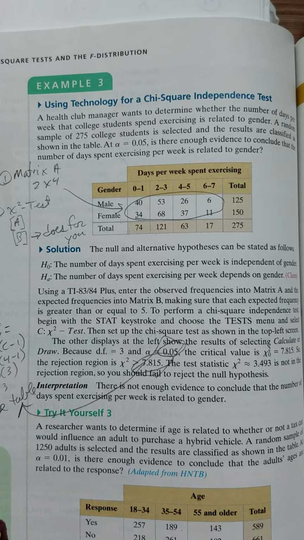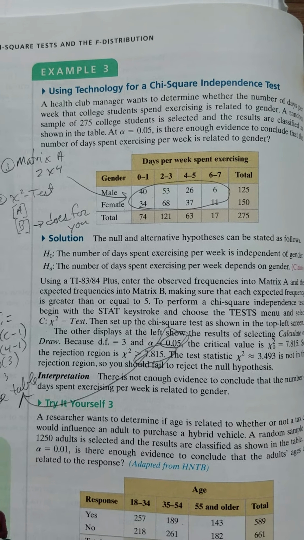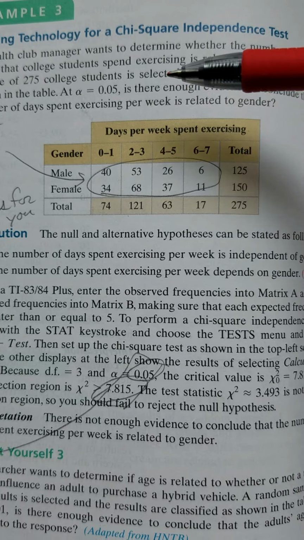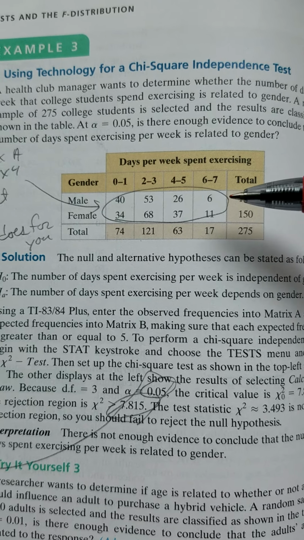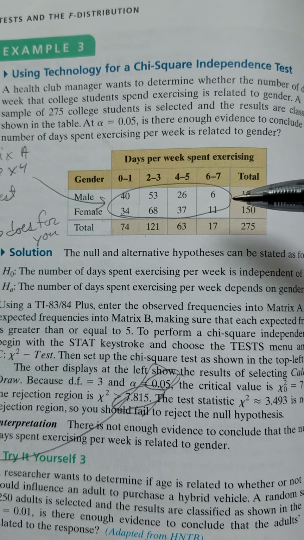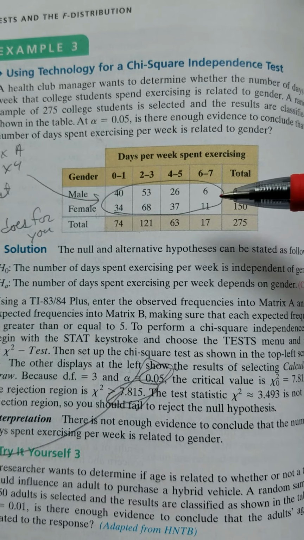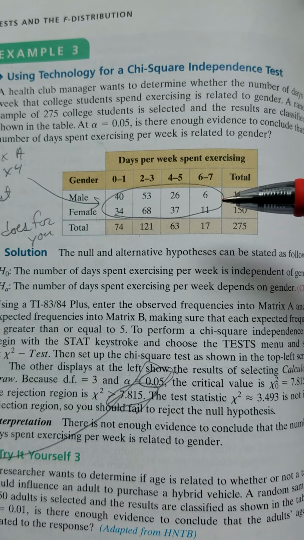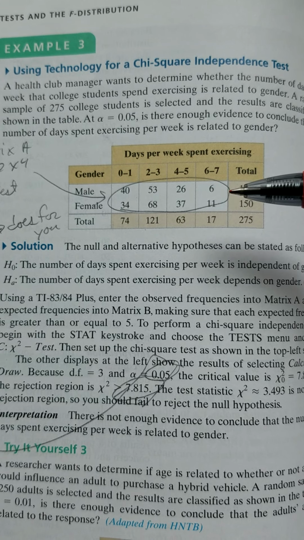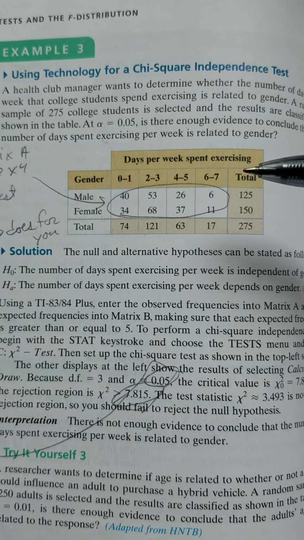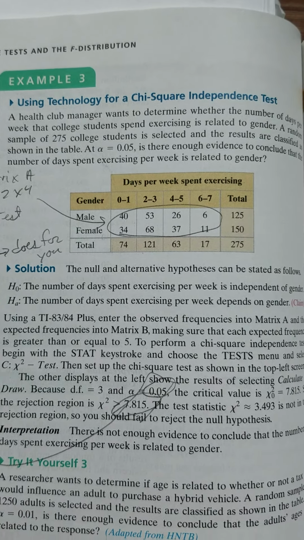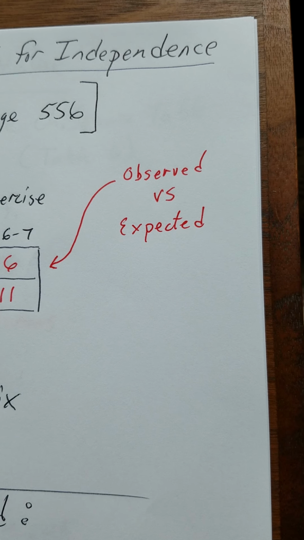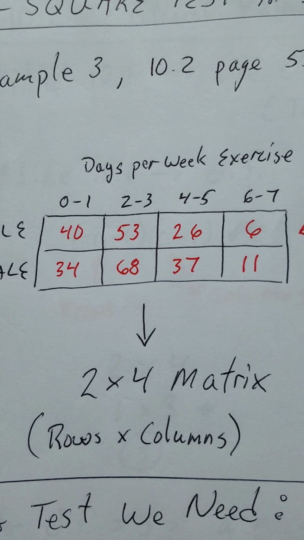So here's the example in the book. I've got a lot of stuff scribbled around on here. But anyways, here's what they give you, and see what I have circled here. These are the numbers you're going to use as your observed numbers. So we're still doing observed versus expected, but they give you a lot of information there. That's what I had circled.